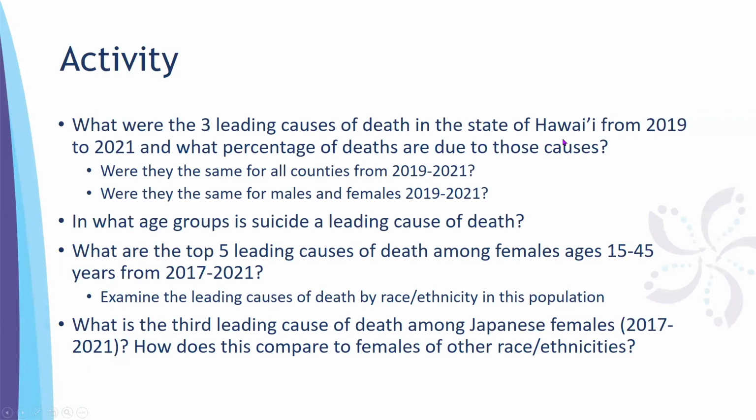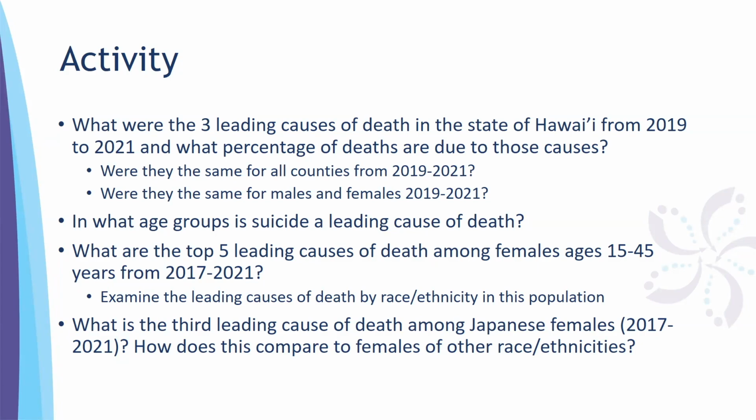So if you can go ahead and start using the reports, you can see and answer the questions: what are the 3 leading causes of death in the state of Hawaii from 2019 to 2021, and what percentage of deaths were due to those causes? Then take a look and see, were they the same for all counties, and were they the same for males and females? The next question is, in what age groups is suicide a leading cause of death?